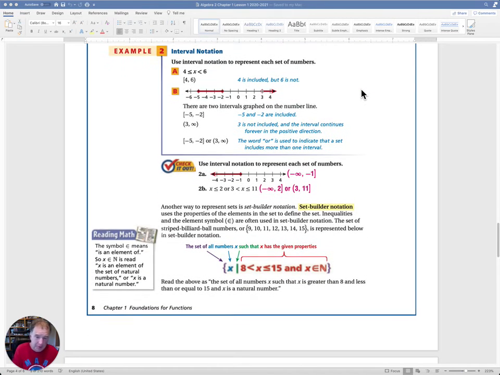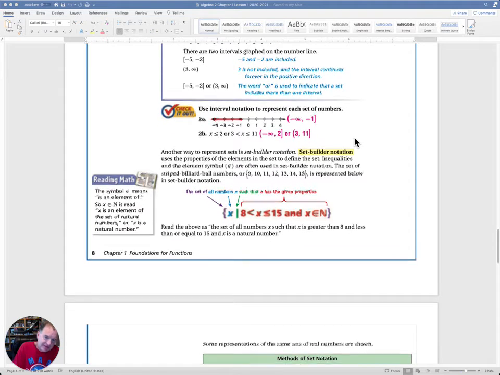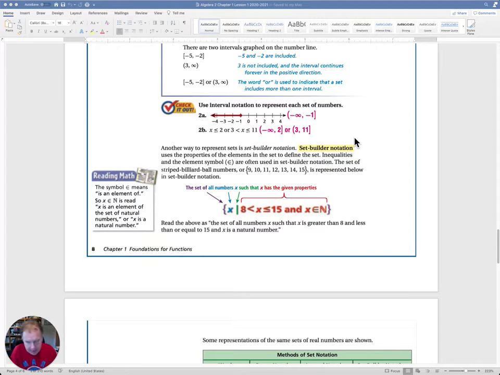So that isn't too bad. Probably a more confusing one here is the set builder notation. It's not a big deal, but it takes some getting used to. This means the set, remember these are set brackets, the set of all numbers x, basically the numbers that satisfy this condition. The little bar means such that x is greater than 8 and less than or equal to 15.